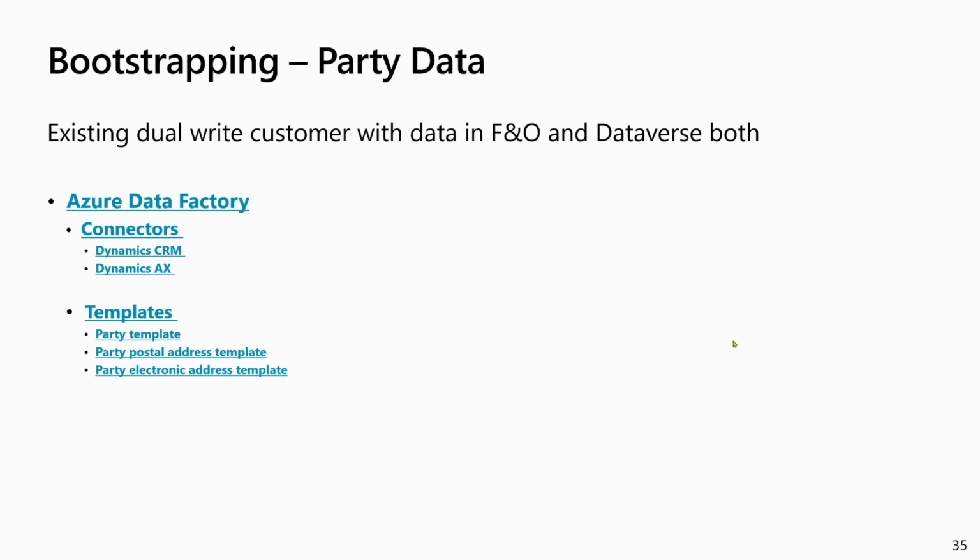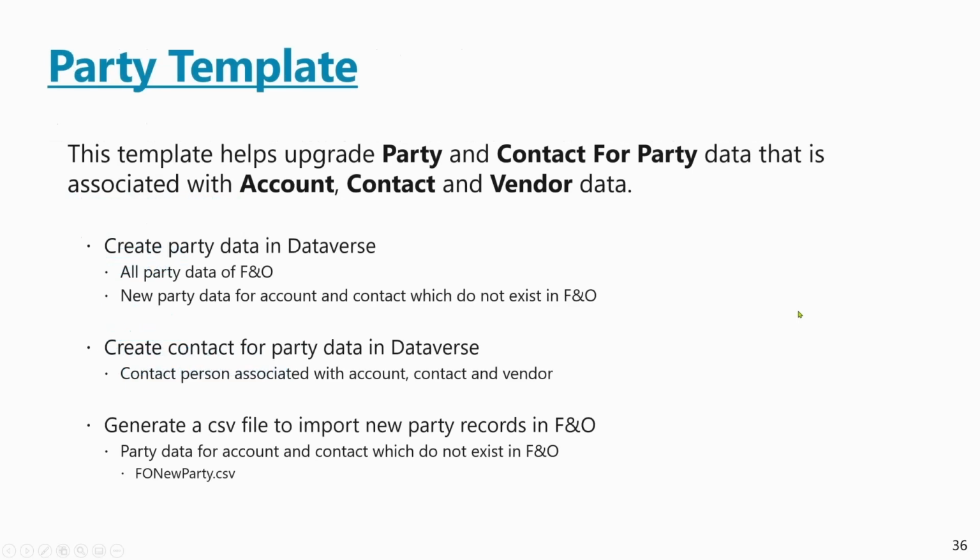So let's deep dive into these templates individually. The very first template is the party template. It creates party and contact for party records in Dataverse. And the way it does it, it brings all the party data from FNO and associates them with the account and contact. It also creates party records for account and contact which do not exist in FNO. For example, in Dataverse, the lead qualification process creates account and contact, which may not necessarily sync with FNO. Hence, we want to create those party records in both FNO and CRM in Dataverse.